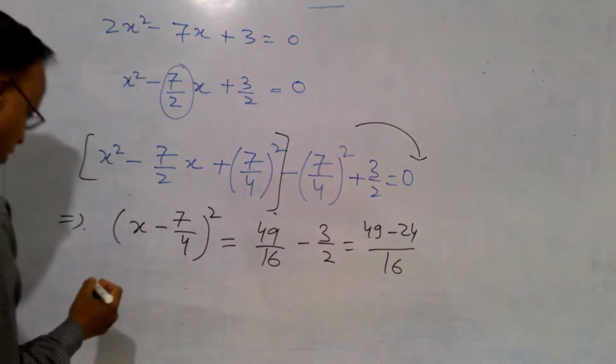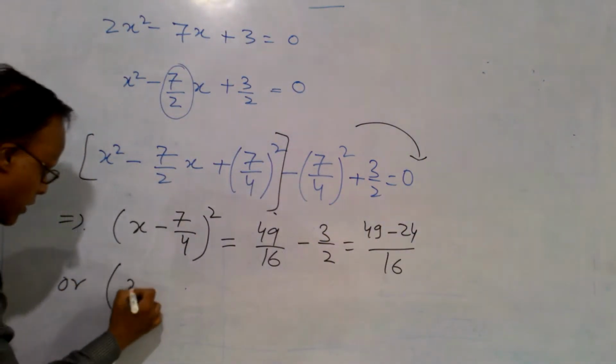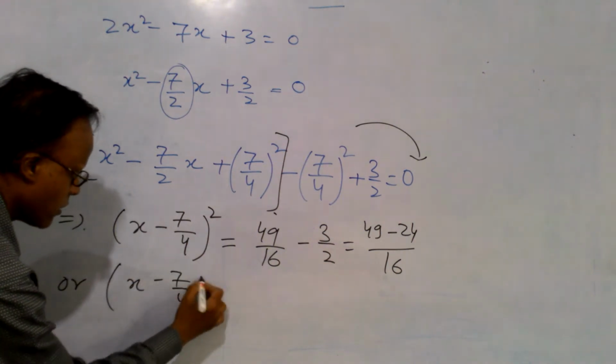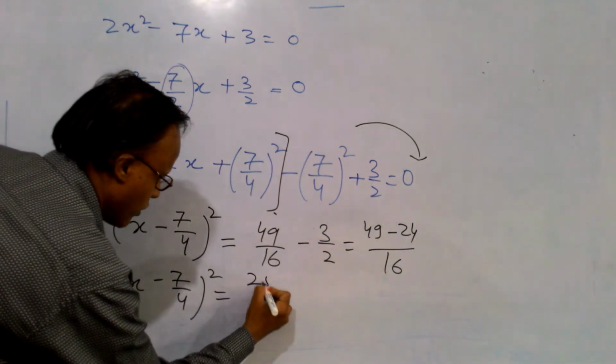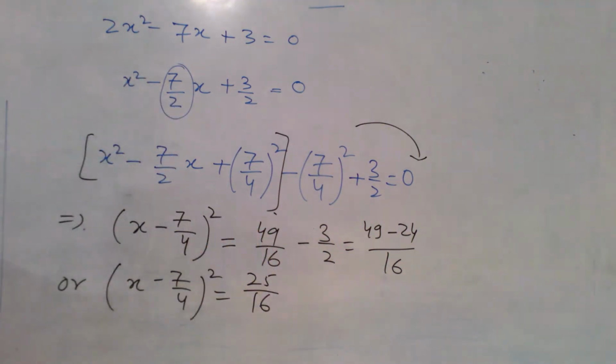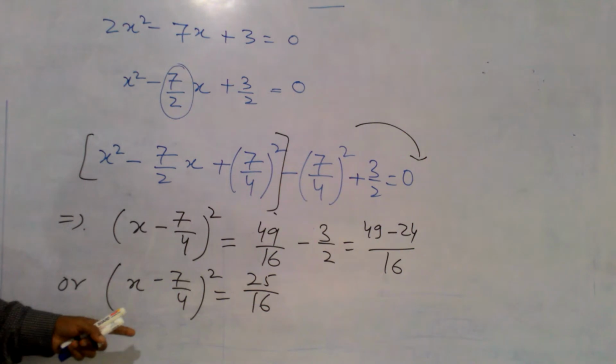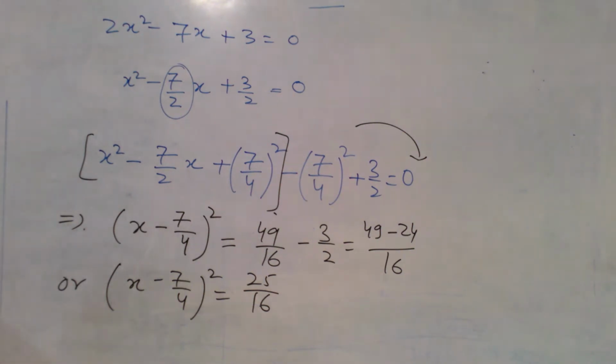49 minus 24 is 25, equal to 25 by 16. Okay? Clear up to this step or not? Yes, sir. Please go through it, then note down the next step after that.